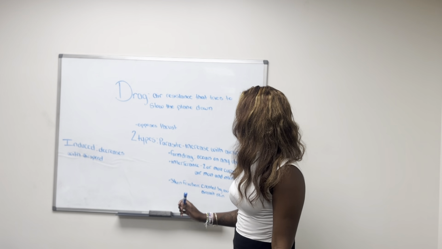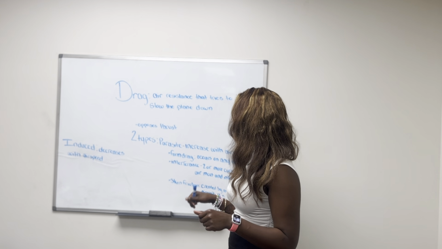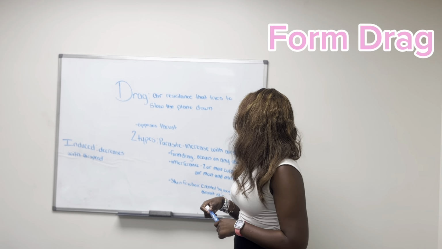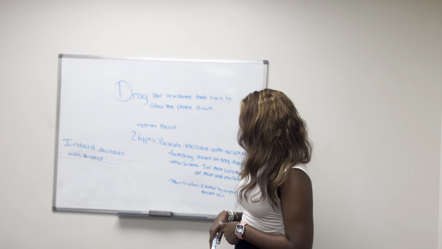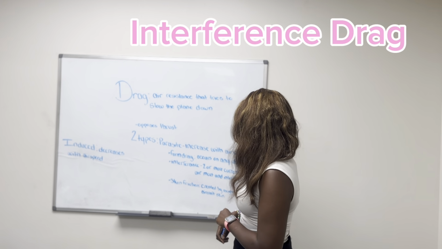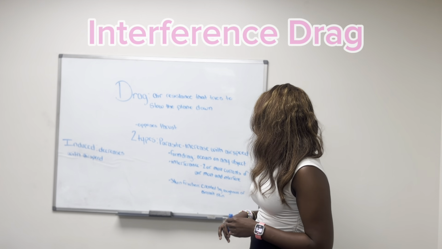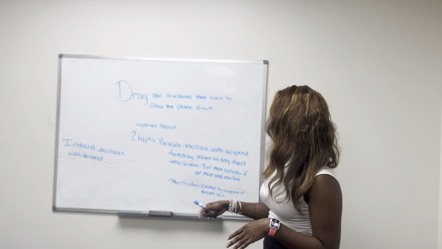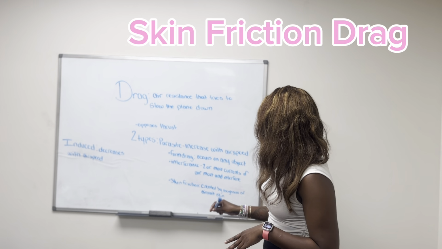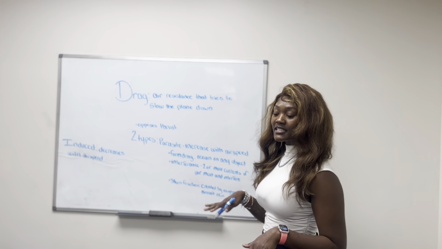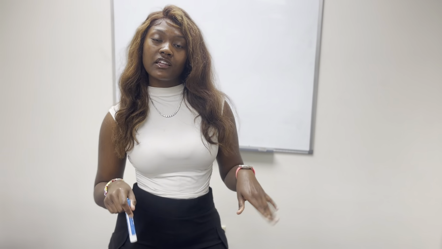There are a couple of types of parasite drag. We have form drag, which occurs on any object. We have interference drag, which is when two or more currents of air meet and interfere. And then we have skin friction, which is created by the roughness of the aircraft's skin. By understanding these forces, pilots can control the aircraft, make smooth turns, and fly safely in any type of condition. Without aerodynamics, flight wouldn't even be possible.